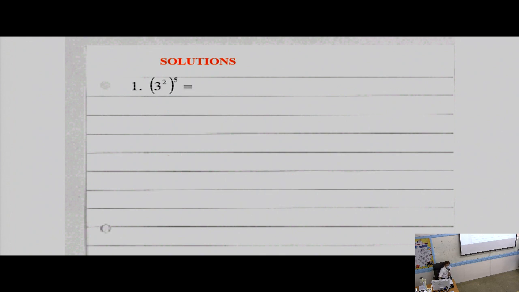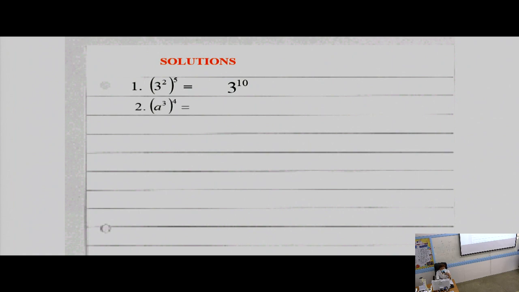Okay, now let us have this one. What is 3 to the power of 2 to the power of 5? Yes, you again, because you're using your phone. What is 3 to the power of 2 to the power of 5? What's the answer? Okay, that is 3 to the power of 10.